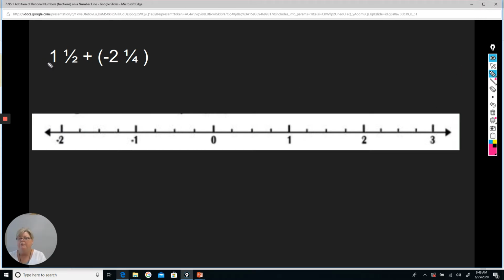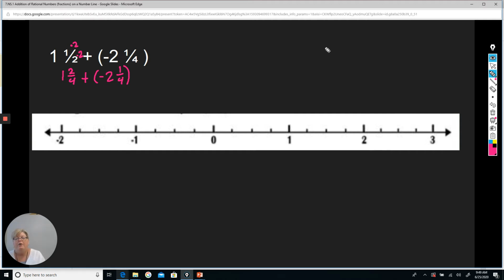Okay, on this problem, we have a half and a fourth, and we need to get a common denominator, and that would be 4. So I'm going to multiply this by 2 and by 2. That gives me 1 2/4 plus -2 1/4.